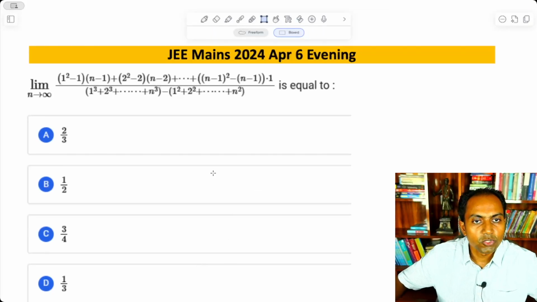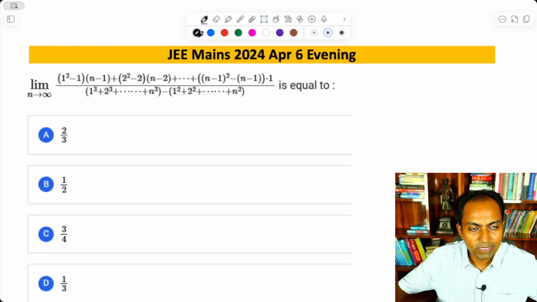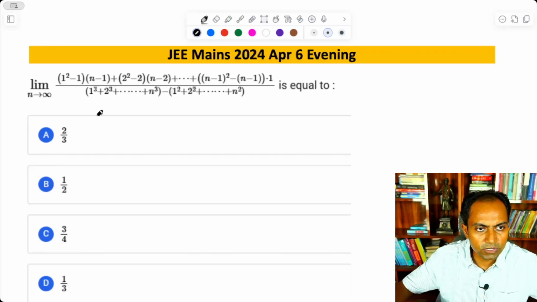Now, if I look into this 2024 question, it says that you have a series given in the numerator. Let us first find the sum of this series. Then there is one series given in the denominator. Let us find the sum of this series, and then divide them and apply the limits. Ideally, we should get the answer. So, let us start with the first series first, the numerator series.